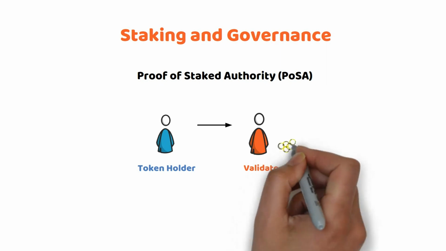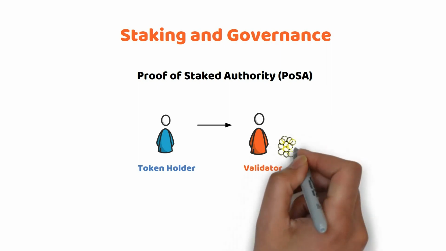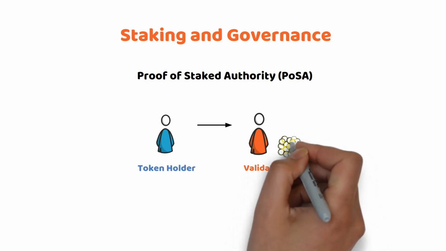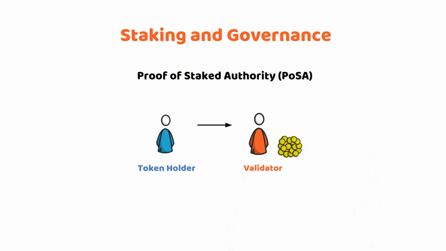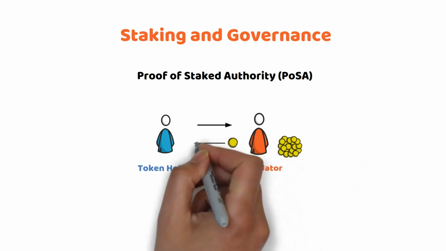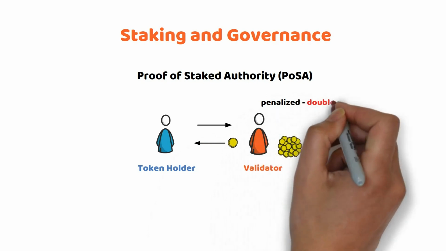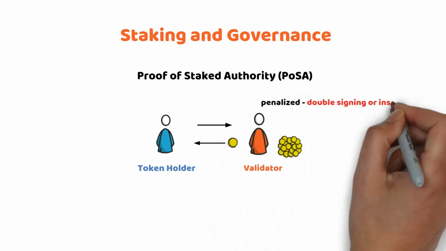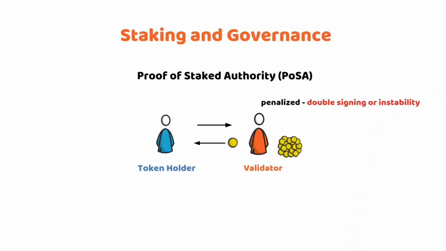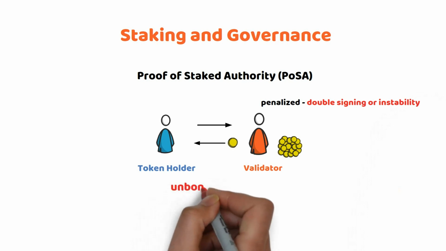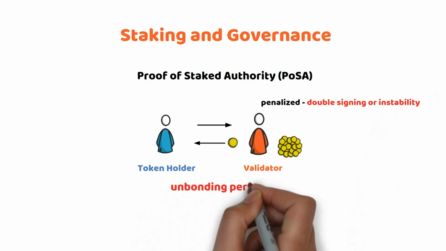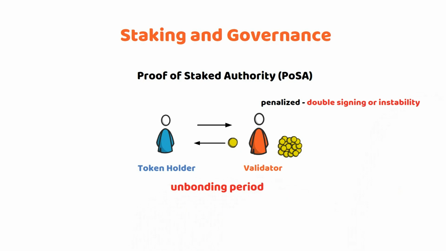Validator candidates are ranked based on the number of bonded tokens they have, and the top ones become actual validators. Validators can choose to share some of their block rewards with their delegators. Validators can be penalized for bad behavior, such as double signing or instability, through a process called slashing. There is an unbonding period for validators and delegators to ensure that tokens remain bonded if bad behavior is detected and so that the responsible party can be punished during this period.